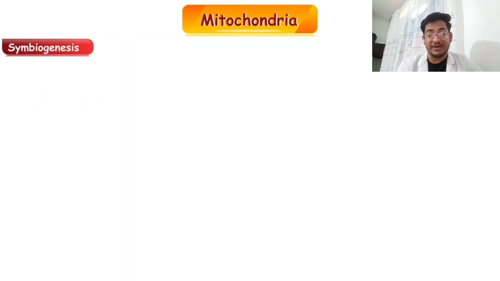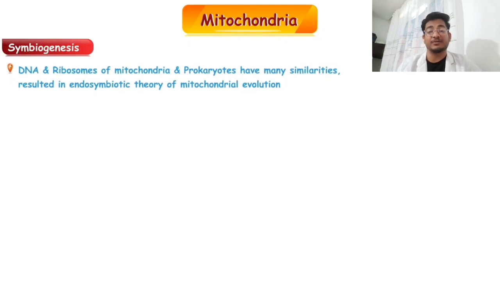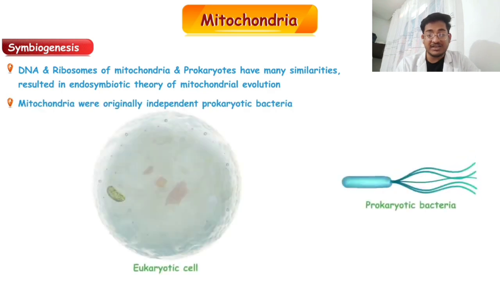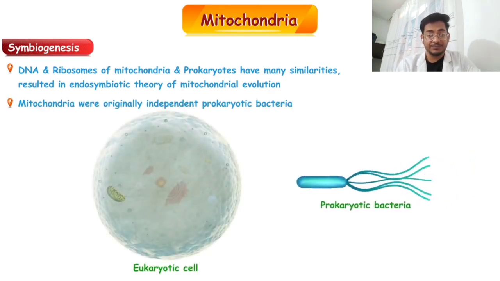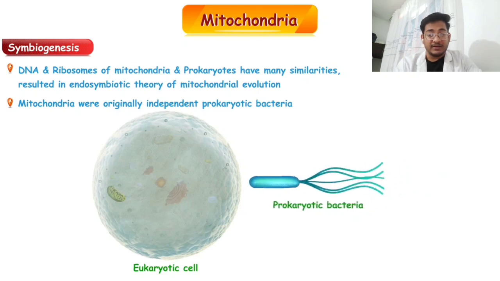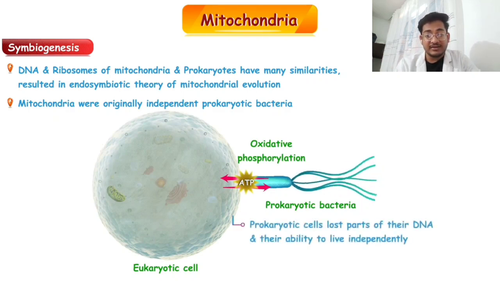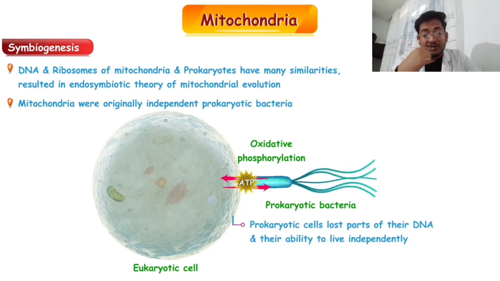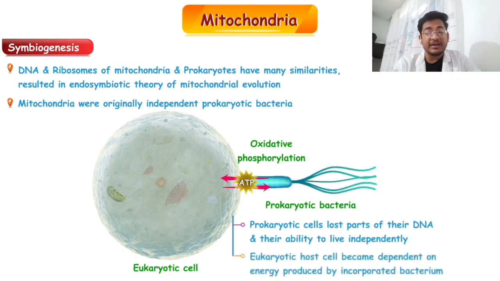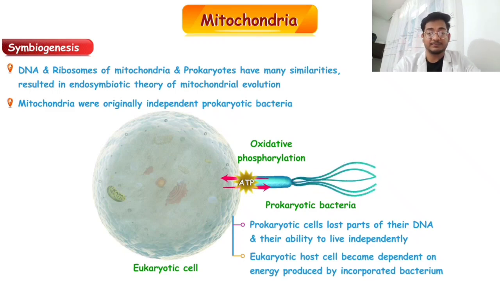Now let's discuss symbiogenesis. DNA and ribosomes of mitochondria and prokaryotes have many similarities, which resulted in the endosymbiotic theory of mitochondrial evolution. Now, mitochondria were originally independent prokaryotic bacteria. Here we can see that mitochondria can produce energy by oxidative phosphorylation. As a result, the prokaryotic cell lost part of its DNA and the ability to live independently. The eukaryotic host cell becomes dependent on energy produced by the incorporated bacteria.